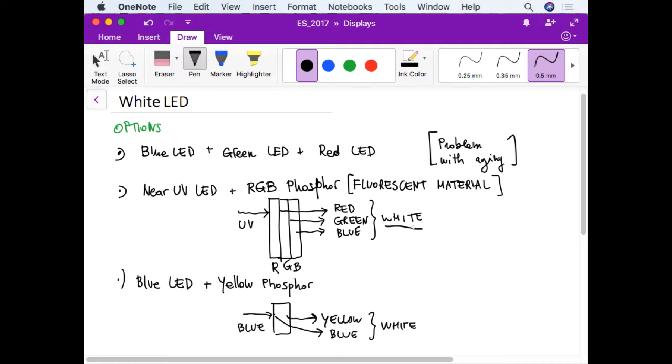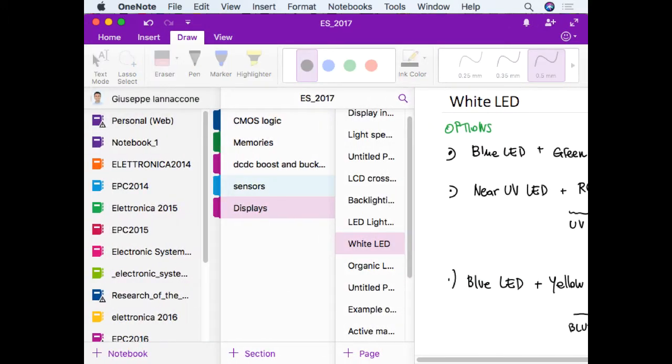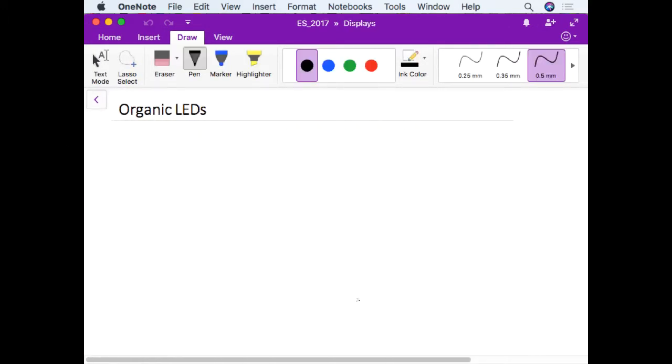So we have white LEDs. As I mentioned, white LEDs are also used for displays. This is done with white LEDs, for example, even if it is a color display, but the colors come from a different type of filtering that we will see in a minute. Now, just continuing our discussion of LEDs, it is important to mention the organic LEDs, the OLED, because they are very interesting for displays.